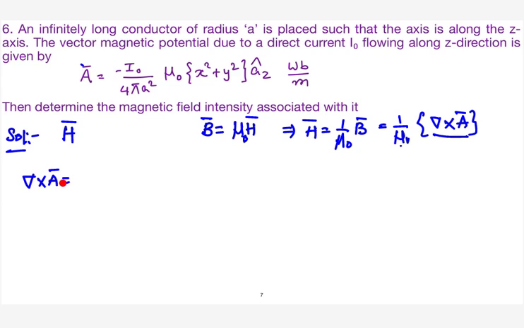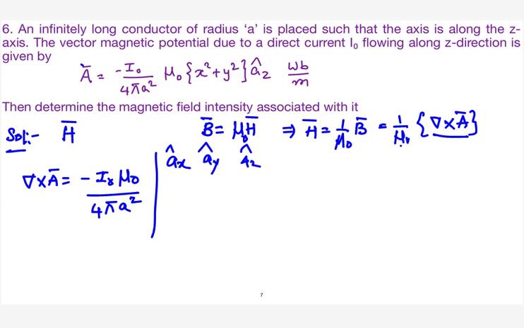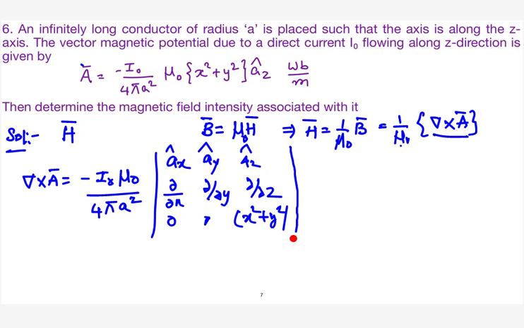So when you are finding the curl of that vector, you can remove all the constants outside. So in a rectangular system, you can remove everything outside. Minus I naught mu naught by 4 pi a square into, you can directly take the rest of the terms. Ax, ay, az, dou by dou x, dou by dou y, and dou by dou z. And third row will be the coefficients. So you can simplify and tell me the value.